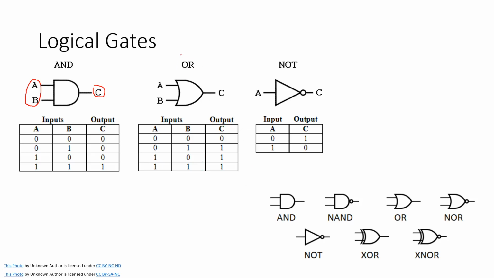And then we have the OR. 0, 0 becomes 0. 0, 1 is 1. 1, 0 is 1. 1, 1 is 1. Then we have NOT, that is the negation. So 0 becomes 1 and 1 becomes 0.